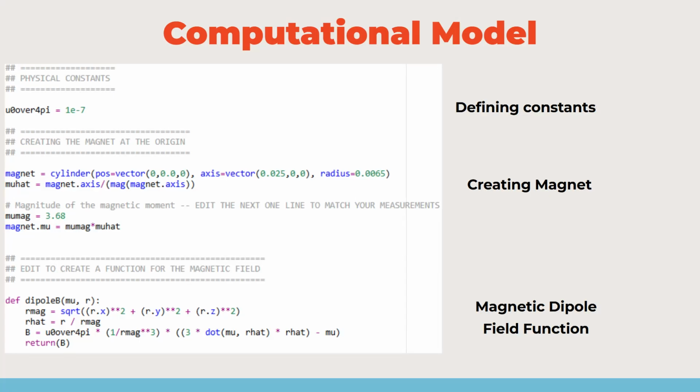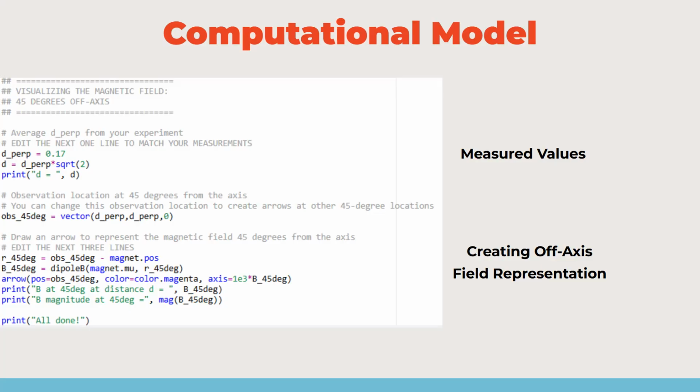For our computational model, we can start off by defining constants, creating a magnet at the origin, and also creating our magnetic dipole field function. And we can input our measured values of distance for the off-axis field, and we can also create a representation for the off-axis field using an arrow.